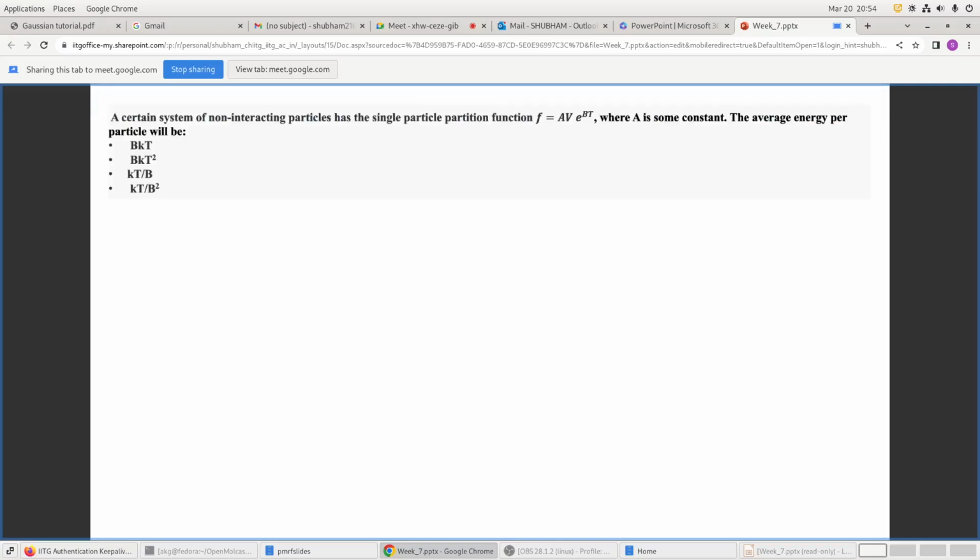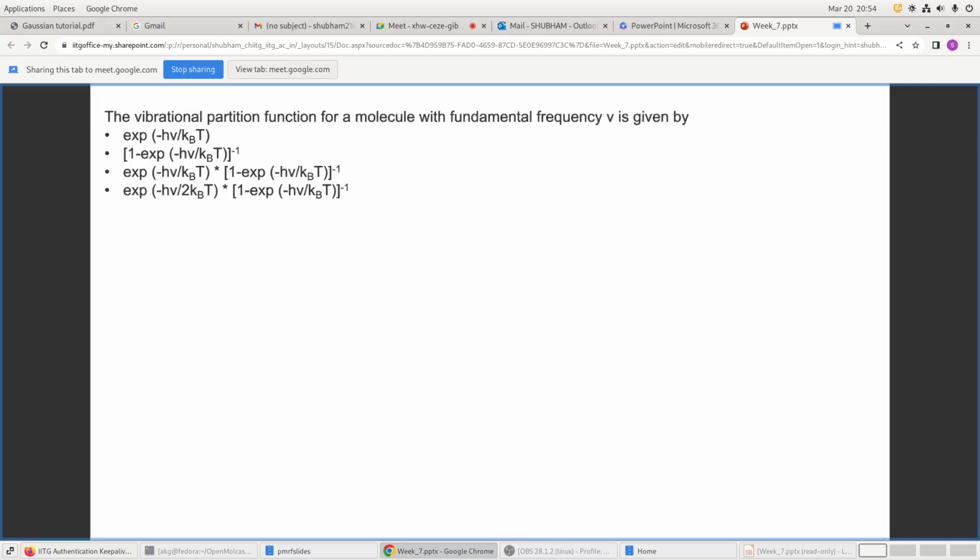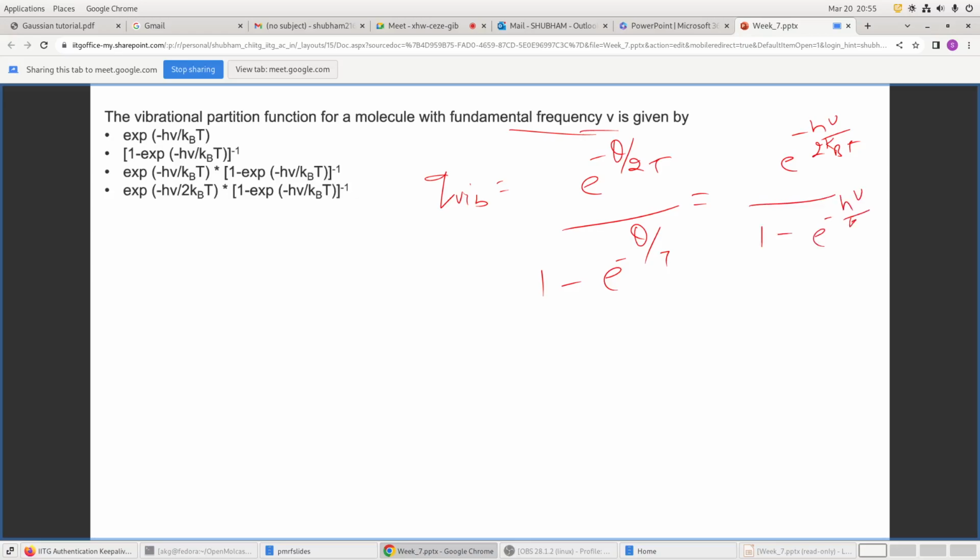The last two questions only. Vibrational partition function for a molecule with fundamental frequency nu is given by. So this is just a straightforward question. Q vibrational is e to the power minus theta by 2T divided by 1 minus e to the power minus theta by T. If you put the value of theta, this is e to the power minus h nu by 2 kBT divided by 1 minus e to the power minus h nu by kBT. So which one is the answer?